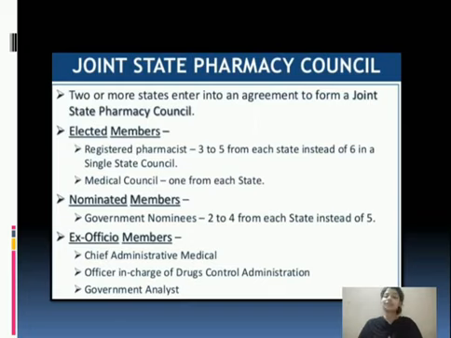In Joint State Pharmacy Council, again the members are divided into three broad categories: elected members, nominated members, and ex officio members. In elected members, registered pharmacists are there, 3 to 5 from each state instead of 6 in a single state council, right? And from the medical council, 1 from each state should be there. Nominated members, mainly government nominees are there, 2 to 4 from each state instead of 5 members from a single state, right?